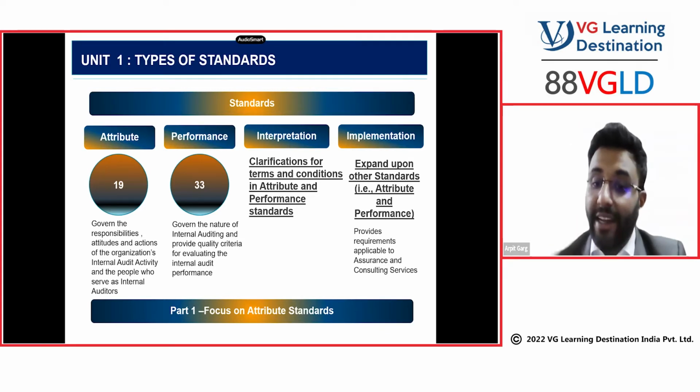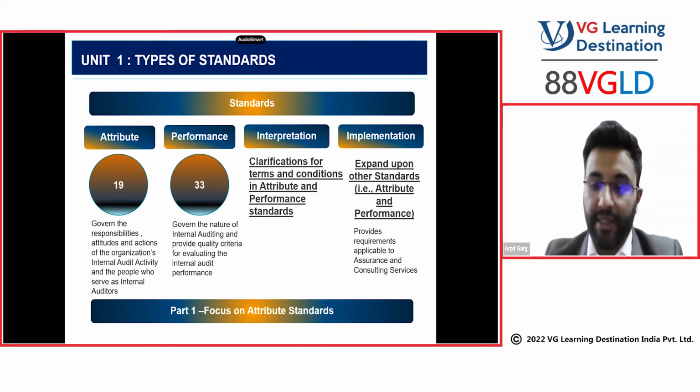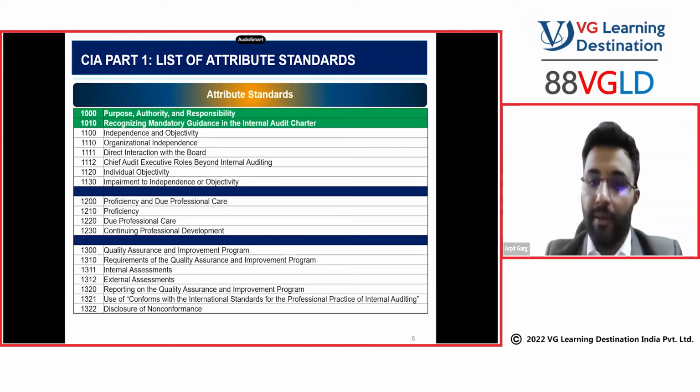So the exact requirements, and how we achieve what is there in attribute and performance, will be provided by the implementation standard. Does that make sense? It basically provides the requirements that are applicable to the different engagements that we do. Does that make sense? It expands upon these standards. All right, so it basically helps us take the decision on how we implement it.